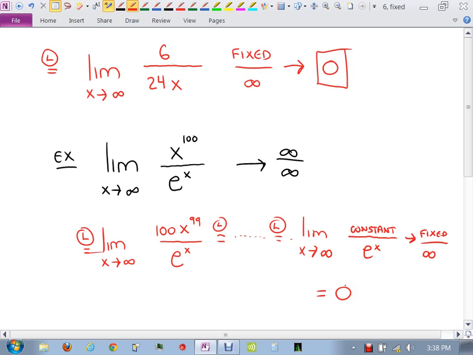It would basically turn into a factorial. When you get down to the very end, it'd be 100 factorial over e to the x. So it'd be a number over e to the x. You don't need to say what it is. You need to understand that every application of L'Hopital brings your degree of your numerator down by 1. But it is a factorial. The number that'll be out there will be a factorial. 100 factorial.